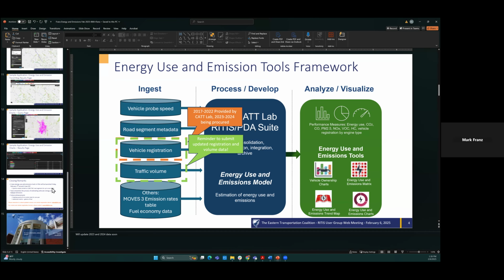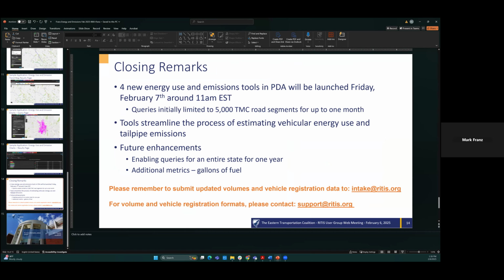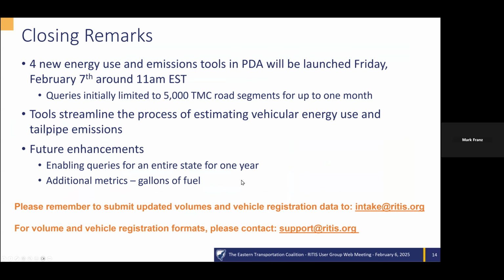So I'll just wrap with one last comment in my PowerPoint slide. So just to summarize what we went through so far, there are 4 new tools that are going to be launched tomorrow around 11 a.m. Eastern time. So for those that are full RITIS members and have access to the PDA suite, this will become available to you. We made it possible by procuring the vehicle registration data, and we'll be getting 2023 and 2024 soon.